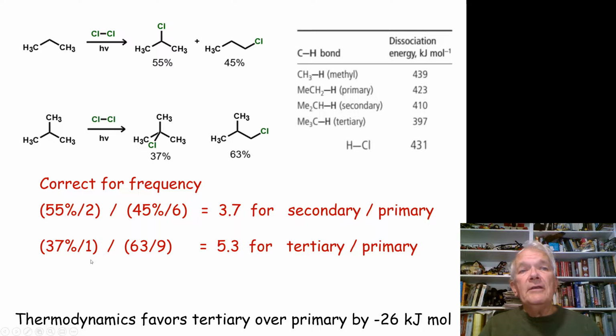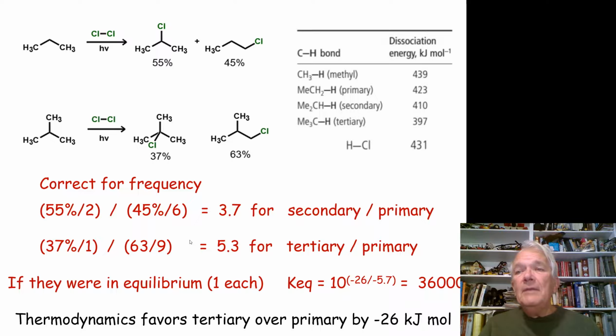Do the same calculation for the tertiary one. This 37% is over only 1 hydrogen. The 63% is over 9. So if you figure out these ratios, 37 over 1 over 63 over 9, it's 5.3. So it says a secondary hydrogen is 3.7 times more reactive than a primary. Tertiary is 5.3 times more reactive than a primary. That's a lot of math, but that's how the numbers work out.